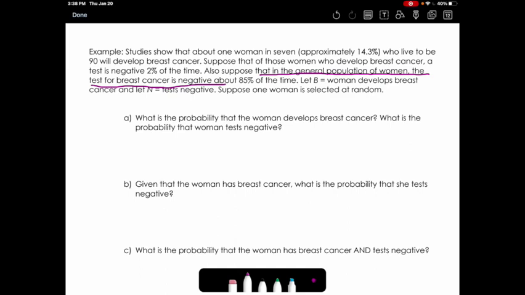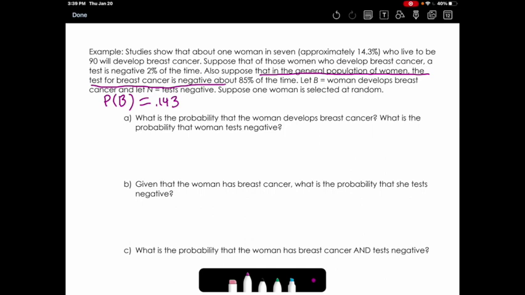We're going to let B represent the event that a woman develops breast cancer. We're going to let N be the event where there's a negative test. And then we're going to assume that we're going to pick one woman at random at a time and answer the following questions. Now, because we're letting B be the event that a woman develops breast cancer, we're going to write the probability of B is 14.3%, which is given in the first sentence of the problem. But we're going to write it as a decimal. We're going to write 0.143.